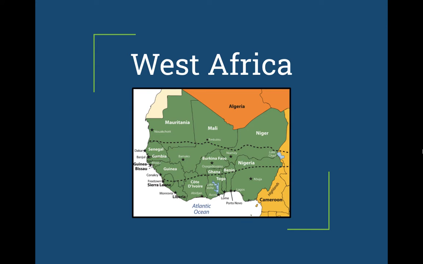West Africa. So we're going to talk about all these countries right here in this green area. You see there's a lot of really small countries. This is because this land right in here was really good for trading. So there's a lot of coastline there.